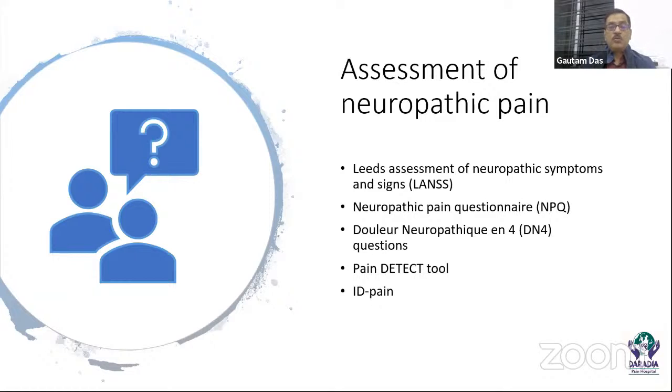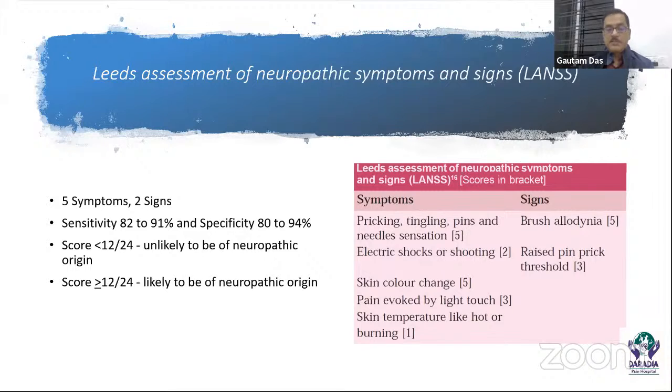These are based on questionnaires. There is a list of different bedside questionnaires. One is LANSS, one is NPQ, one is DN4, one is PainDETECT, and there is ID Pain. So they are the different tools. In our clinic, we normally use this PainDETECT tool. The reason is that this is a free tool. It can be used by anybody without taking permission from the original publishers. That is why this is one of the very important and most widely used tools. But the other tools are also important and can be used, particularly in different experimental setups.